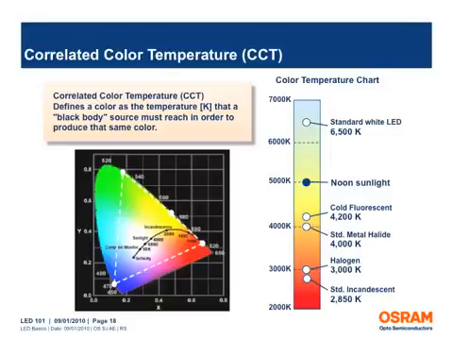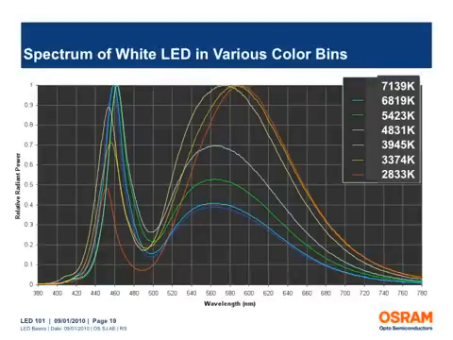Examples of CCT of some common light sources are shown in the figure on the right. This image shows the spectrum for various correlated color temperatures of white LEDs. By changing the phosphor content, it is possible to achieve different color temperatures of white light.